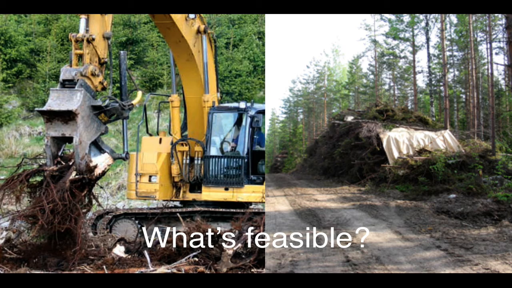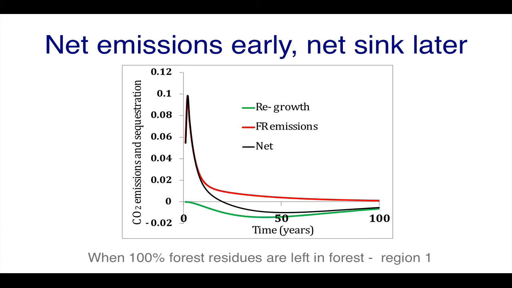But what is actually feasible? There are technical and environmental limitations in practice, and this needs to be considered. So it's very likely that the 75% removal of above ground residues is more likely, and therefore we're just going to focus on the results for this case A. But first, let's look at the dynamics when we leave the residues in the forest.